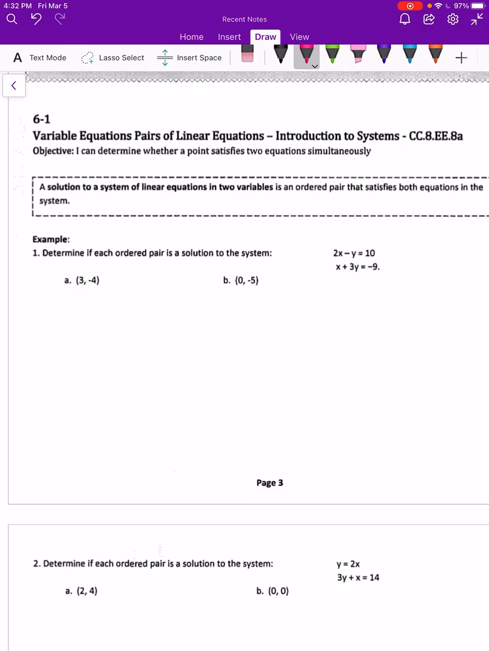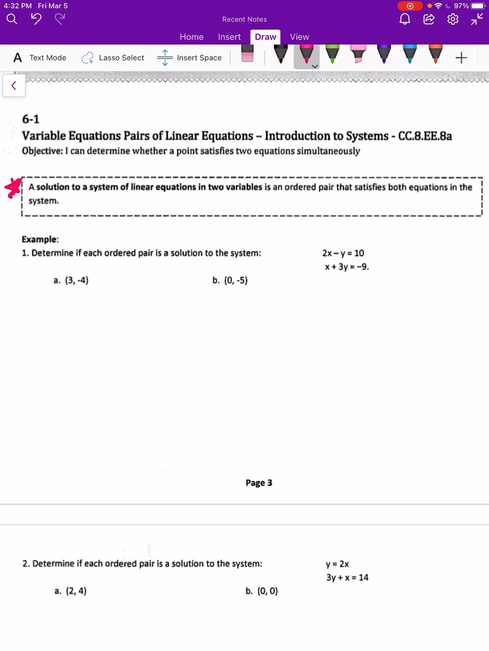It says a solution to a system of linear equations in two variables is an ordered pair. That's just fancy for a point like (7, 3), and it satisfies both equations in the system. So that's what we're dealing with now. Here we go: determine if the ordered pair is a solution to the system. Here is our actual system, and for A we want to know, is (3, -4) a solution?